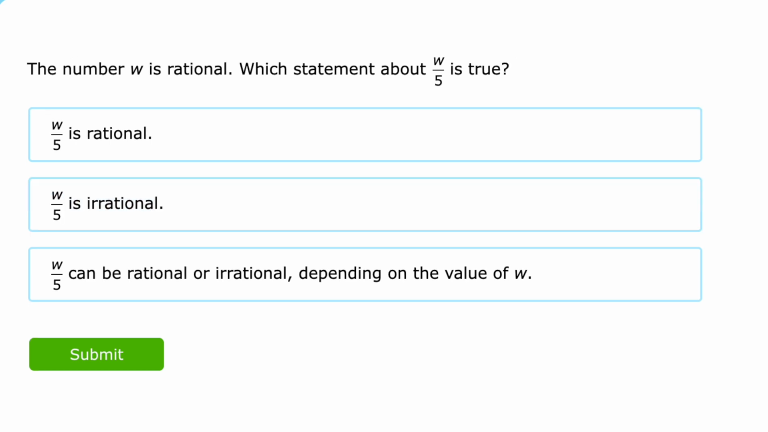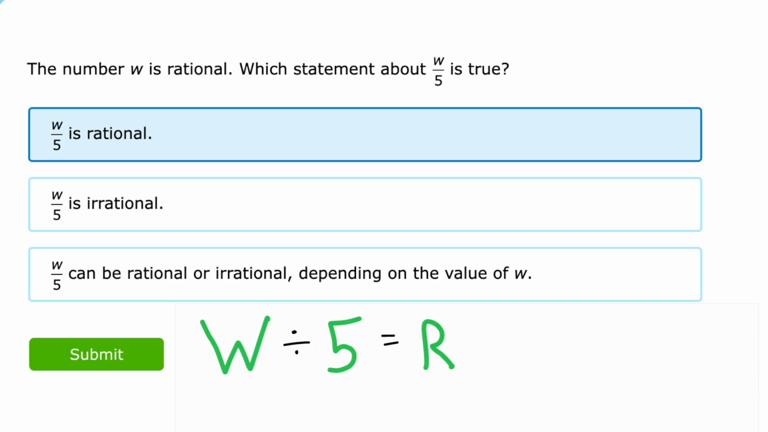Next, the number w is rational. Which statement about w divided by 5 is true? Well, since w is rational and 5 is rational, our answer must be rational.